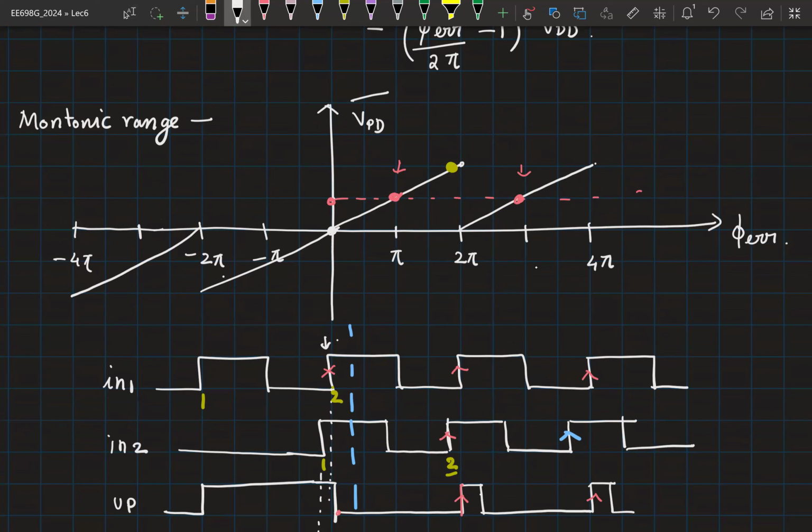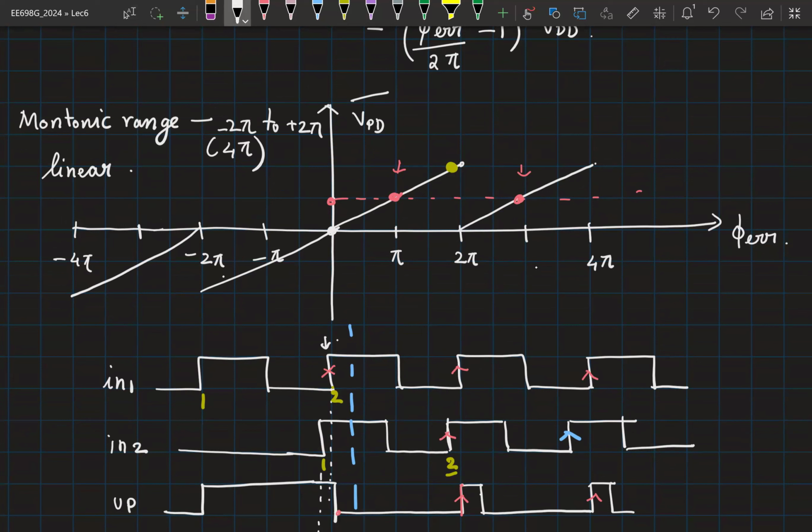So you will want to operate from minus 2 pi to plus 2 pi, right? And this gives you a range of 4 pi, so the largest we have seen so far. And this is also linear within this range.